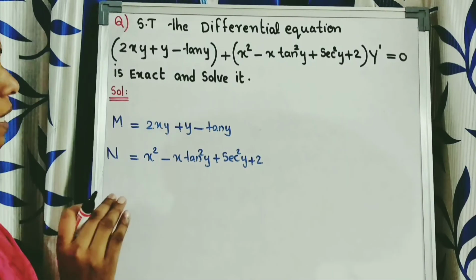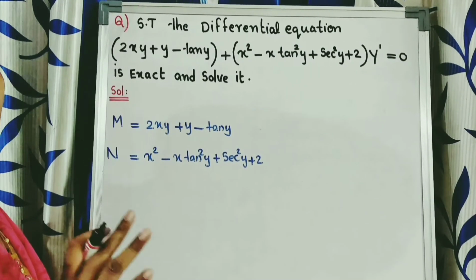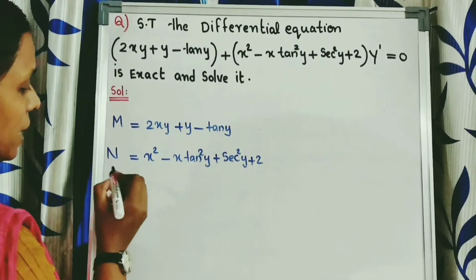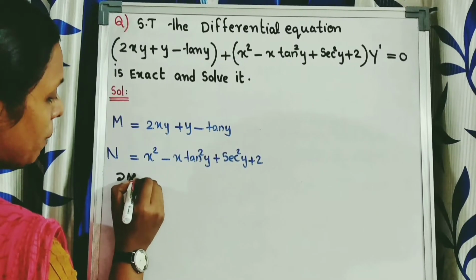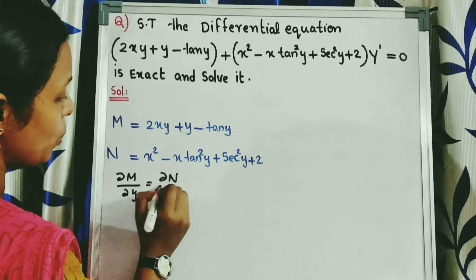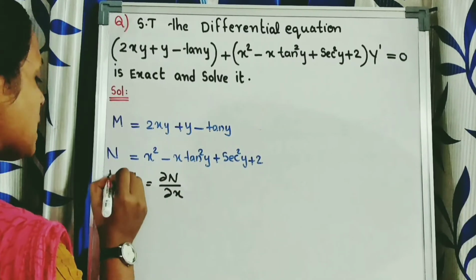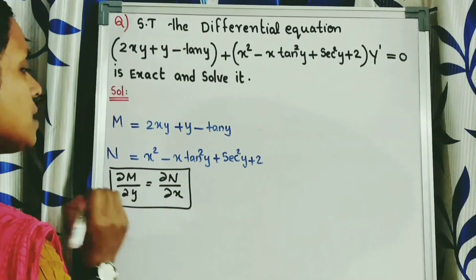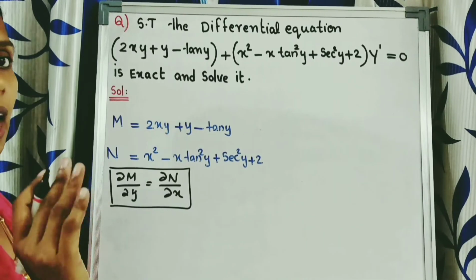First we have to show that the given differential equation is an exact differential equation. For that we have to check that dou M by dou y is equal to dou N by dou x. If it satisfies this condition, then we say that the given differential equation is exact.